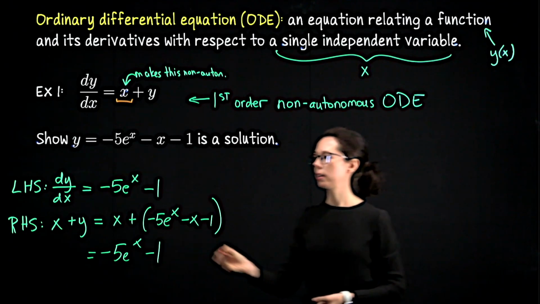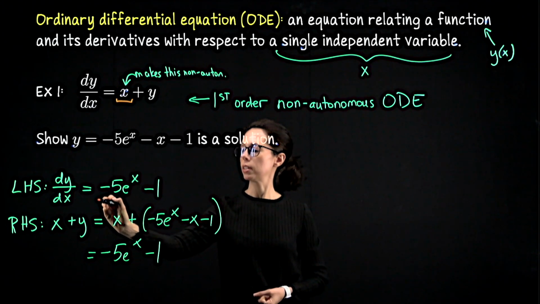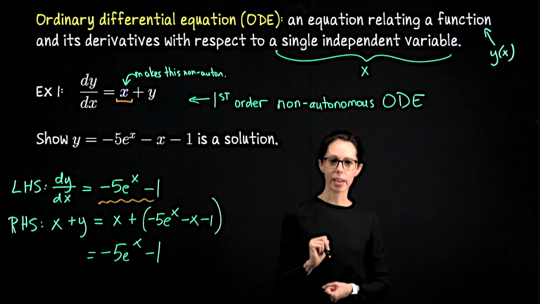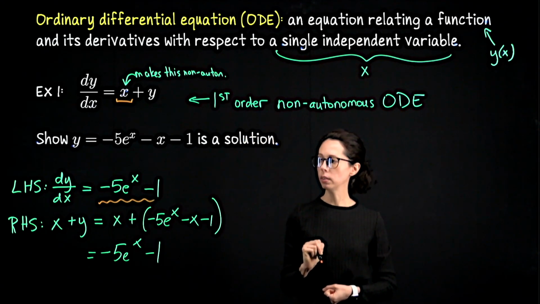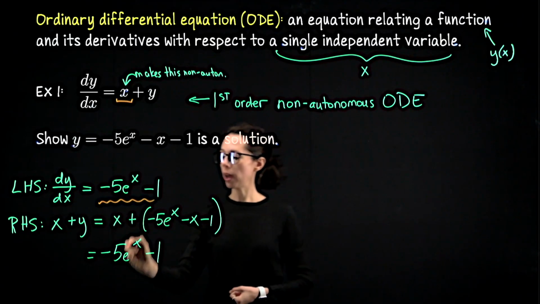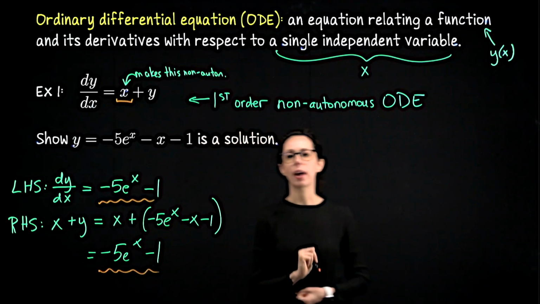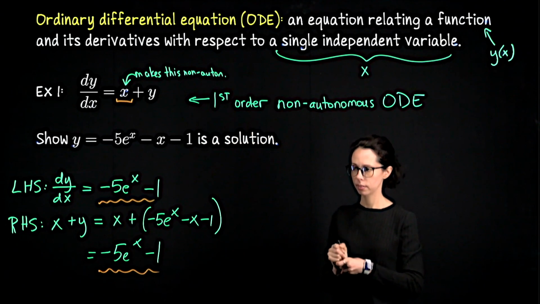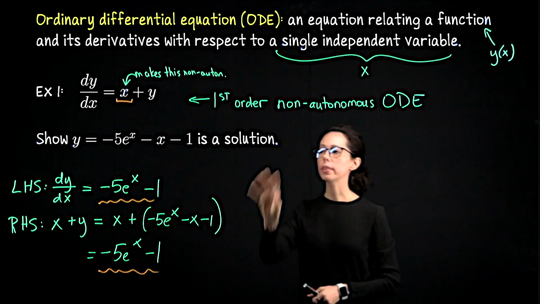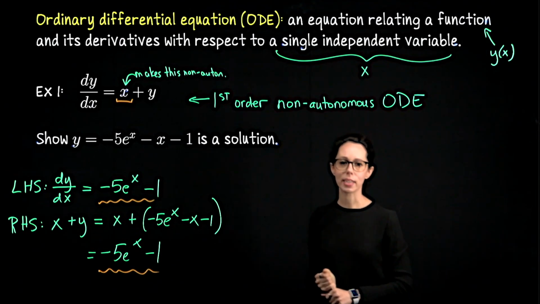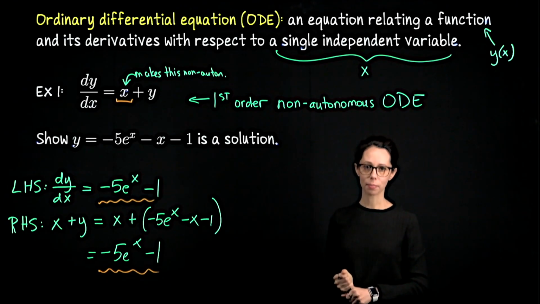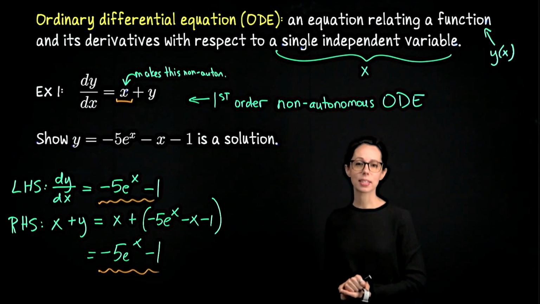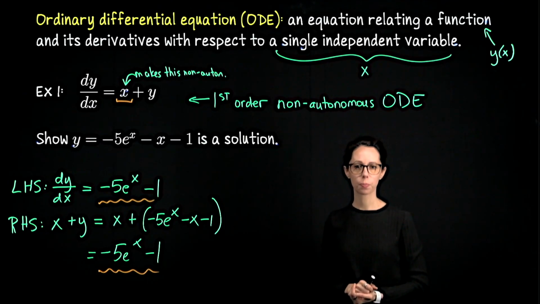Now, if you compare, when we differentiated this function to find dy dx, we had negative 5 e to the x minus 1. But when we did x plus y, we also have negative 5 e to the x minus 1. Therefore, for this function, dy dx equals x plus y. So that's what it means to say that a function is a solution to a differential equation. It makes the differential equation true.